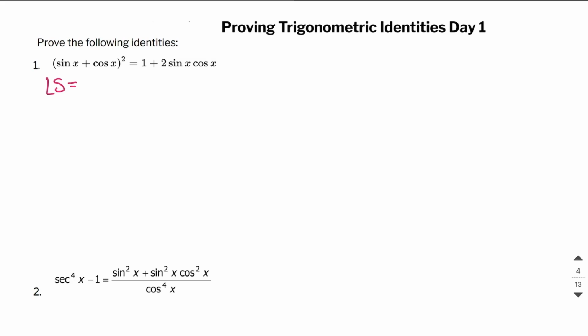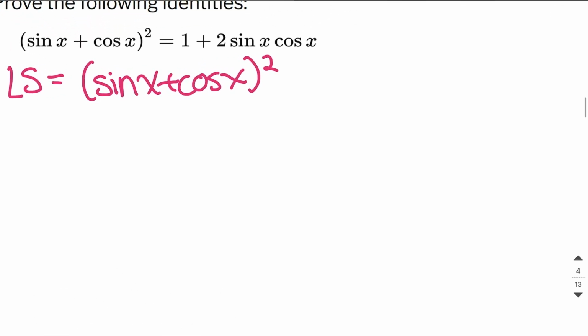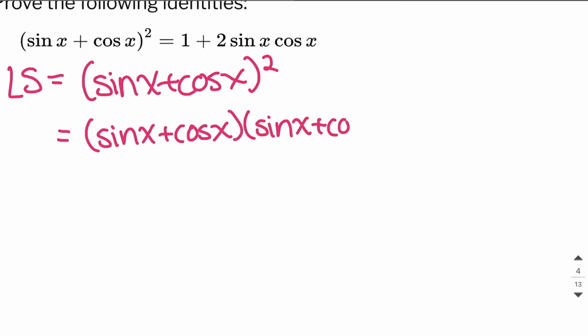So the left side of this right here is saying sine of x plus cosine of x, and I'm going to square that. According to some of the algebra rules we know that if you square a binomial, you're just going to do sine x plus cosine x times sine of x plus cosine of x. And now we're going to FOIL this, okay? We're going to expand this.